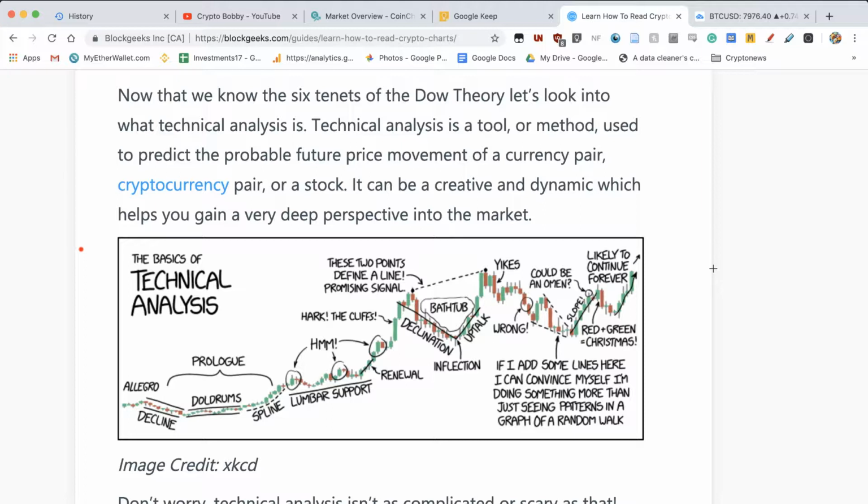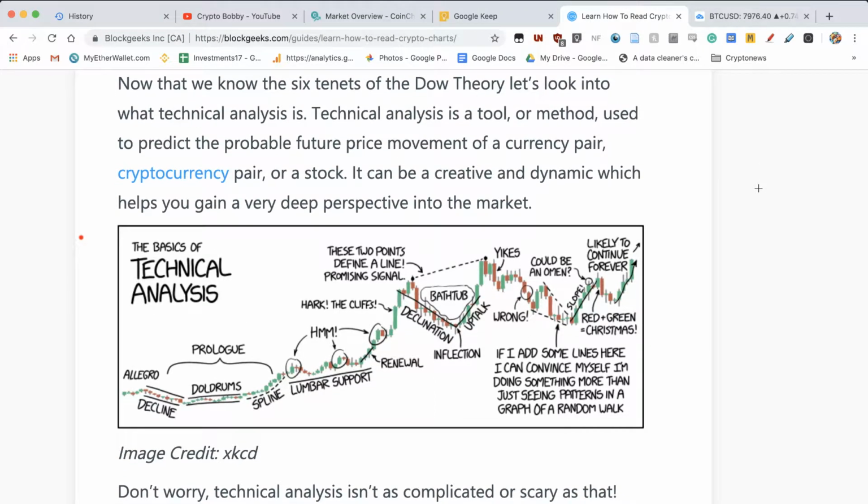And the first thing they're trying to do is predict future price movement on a cryptocurrency pair or a stock, and it can be creative and dynamic, which helps gain a deep perspective into the market. Now, the idea that you're predicting the future is, first of all, very difficult, and you're trying to find different price points where the statistical probability that the price is going to react at that price point is very high.